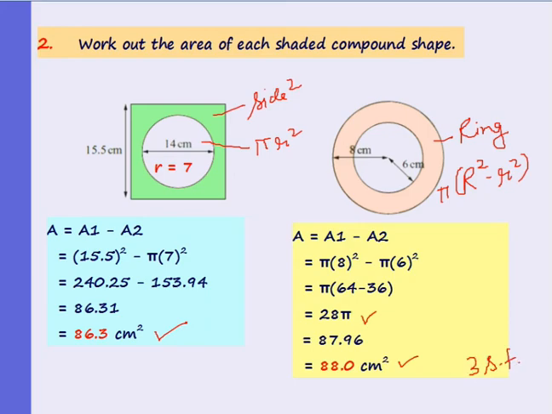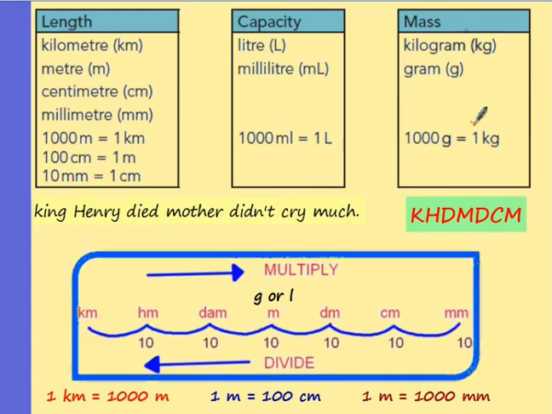Now these are the bigger units and small units. So length, capacity and mass. Capacity in liter, mass in gram, and length in meter, that is standard. Here you can remember: King Henry died, mother didn't cry much. King Henry died, mother didn't cry much. So this is kilogram, hectogram, decagram, gram, decigram, centigram, milligram. You can use gram, or you can use liter, or you can use meter.